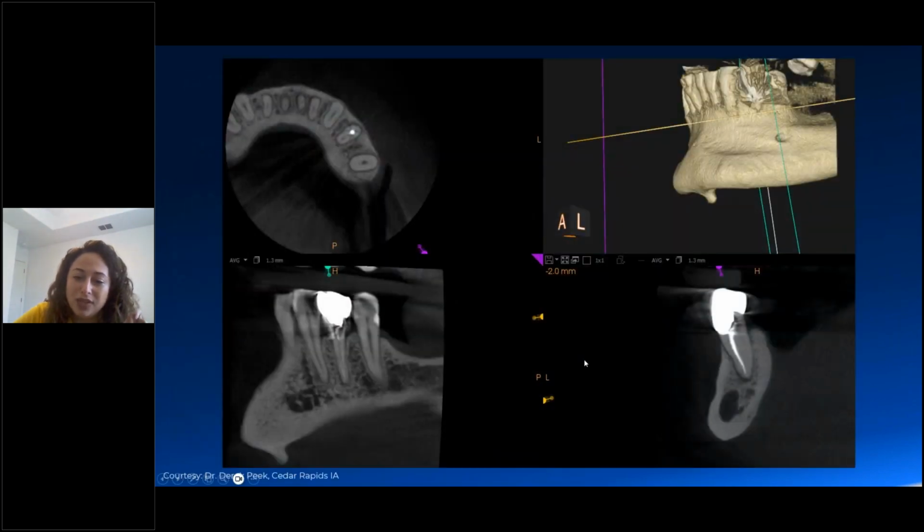But once you take a CBCT scan, you'll see that this is not a fracture. This is not a radicular fracture or that the tooth is broken, but we have an untreated canal. We have an untreated lingual canal. You can actually directly see the canal on axial view, and you can kind of trace it on coronal view on this side.